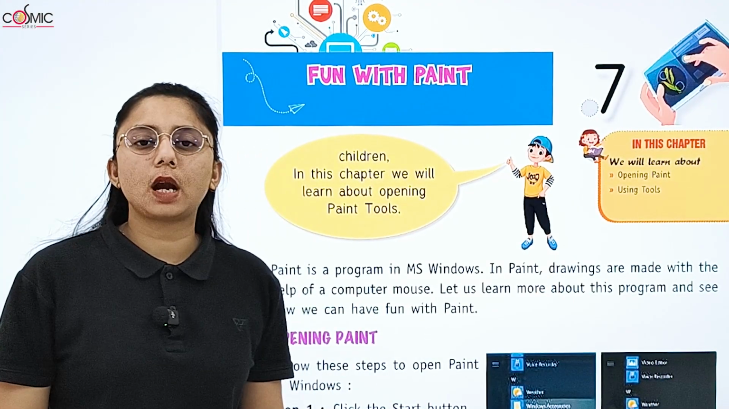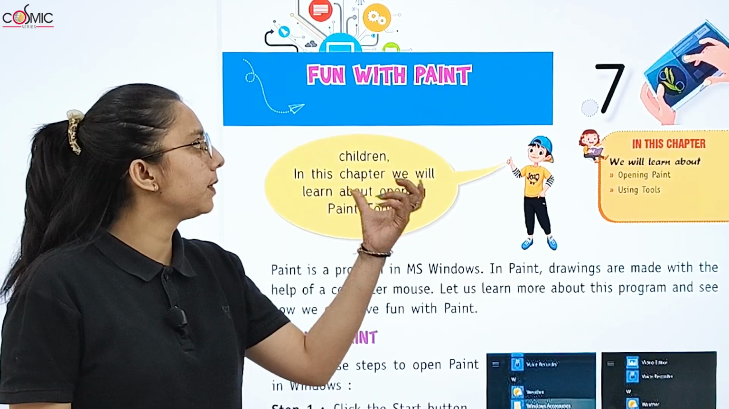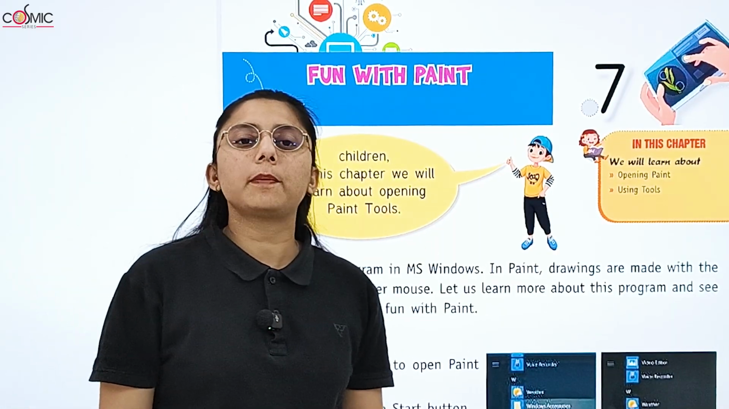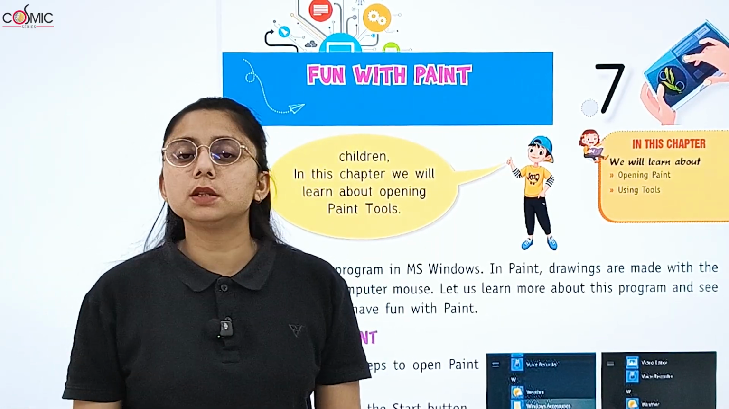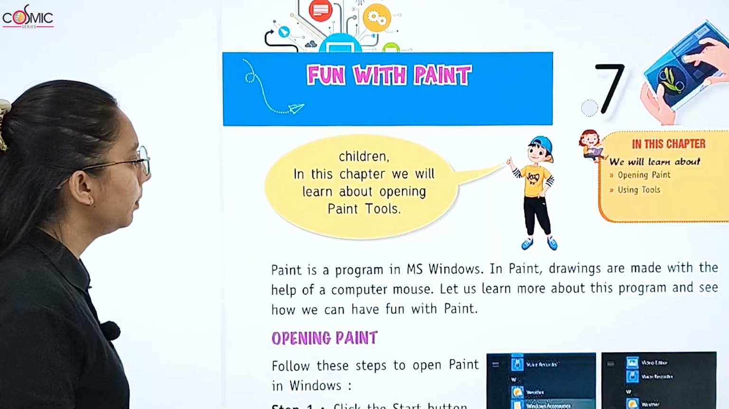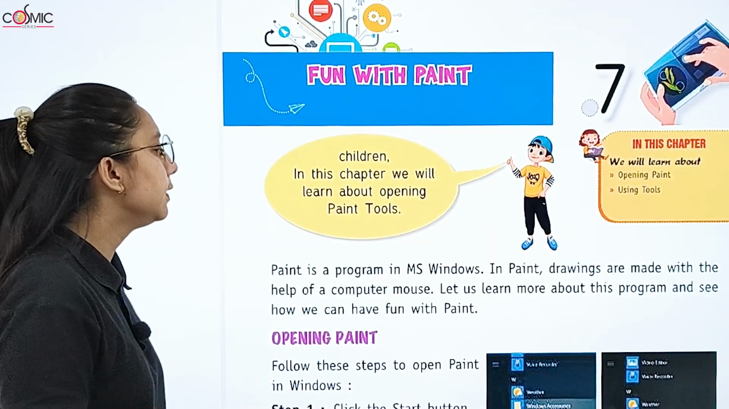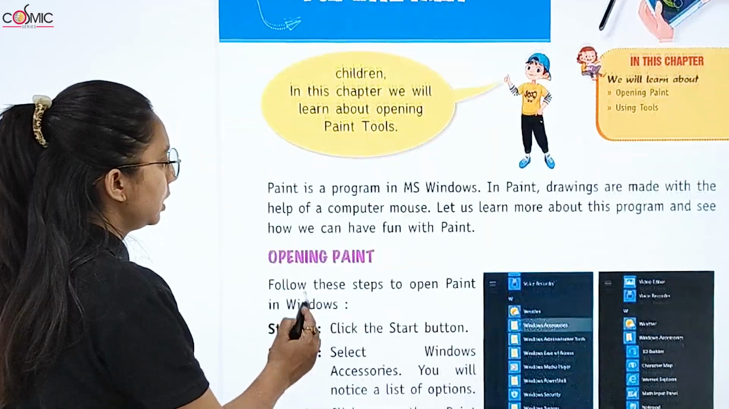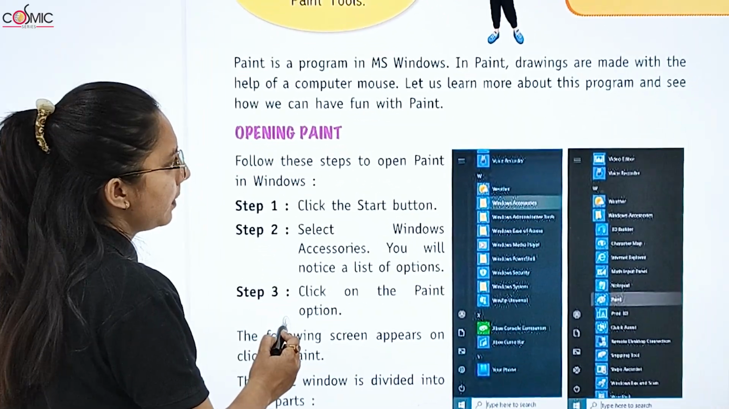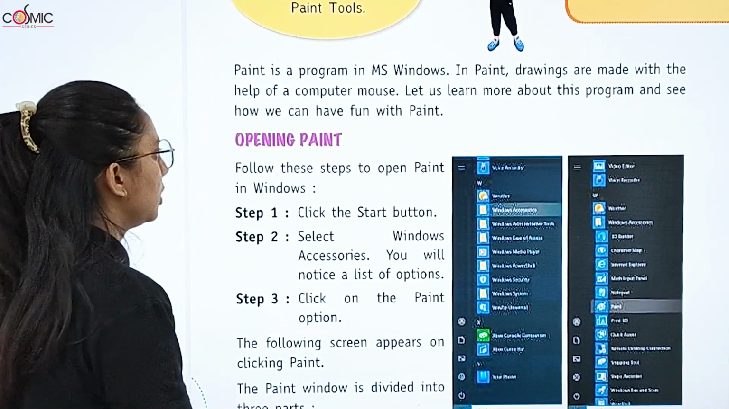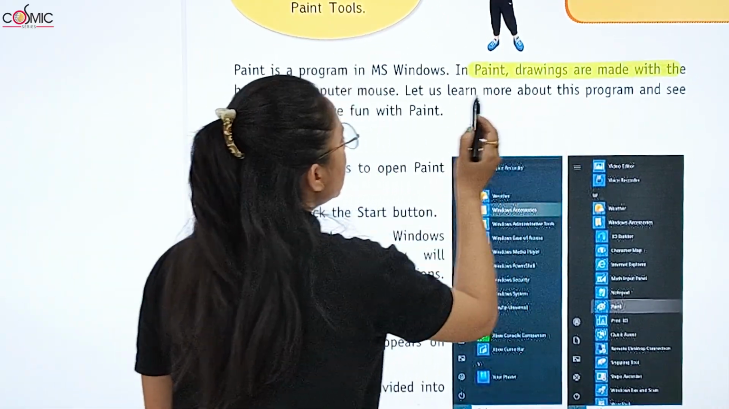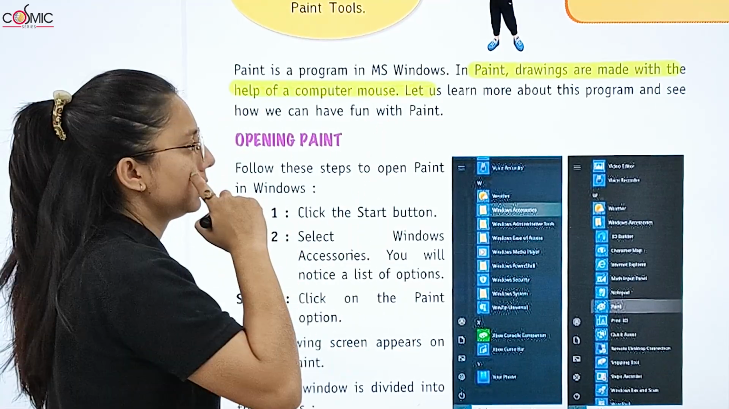Now children, today let's start with chapter number 7, that is fun with paint. In this chapter I will tell you about MS Paint, how to draw on the paint. We will learn about painting tools, right? Paint is a program of MS Windows. In Paint, drawings are made with the help of computer mouse, right?